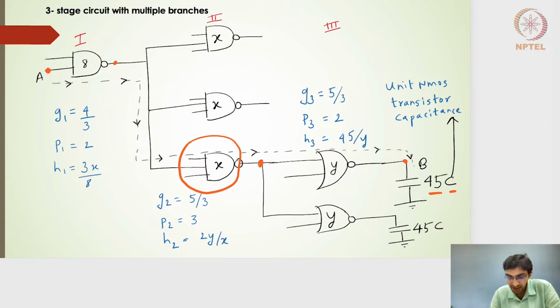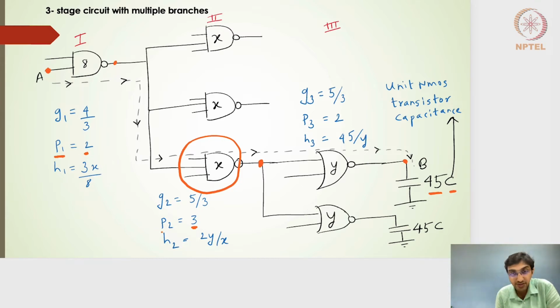There is branching at the output of the second stage here as well. All right. So if we are using the linear delay model, let's try to identify the individual P, G, and H values. The individual P values are the normalized parasitics: for the N input NAND gate, it is nothing but the number of inputs. So P1 will be 2 here for the first stage. For the second stage, P2 will be 3 here.